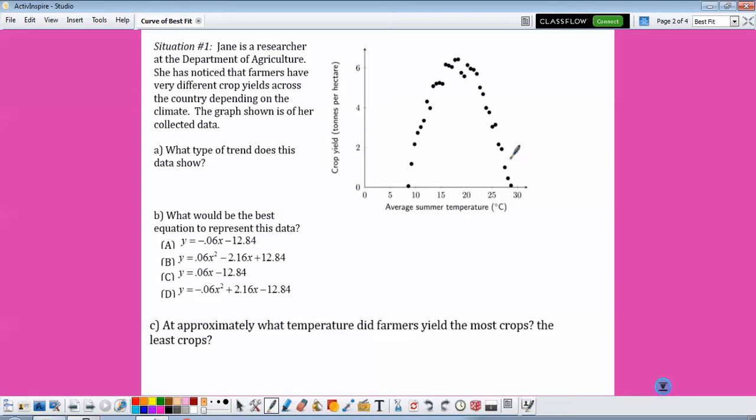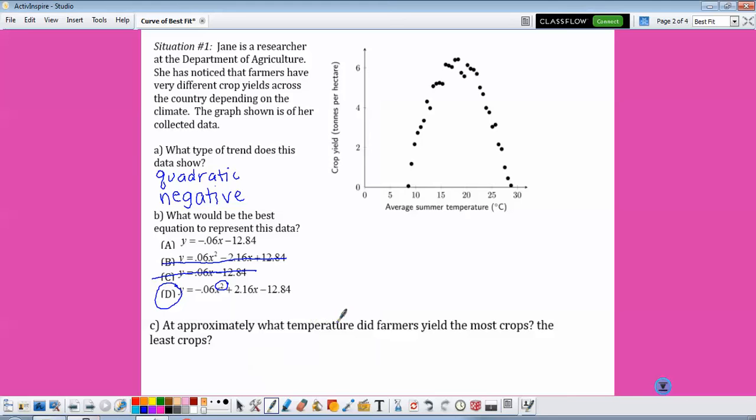Well, because it makes a U shape, we know that it's quadratic. And because it's pointing down, we know it's negative. So which would be the best equation to represent this data? Well, we know it needs to start with a negative, so it has to be A or D. And which one of those is quadratic? Well, D is quadratic because it has the squared, so D would be the best answer.